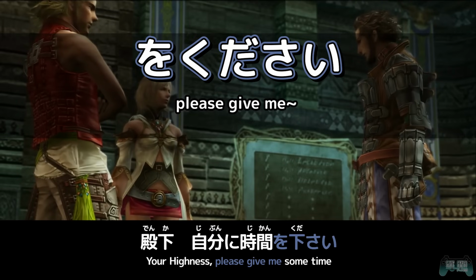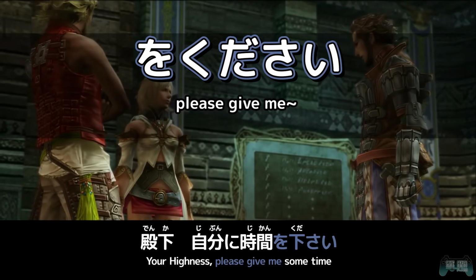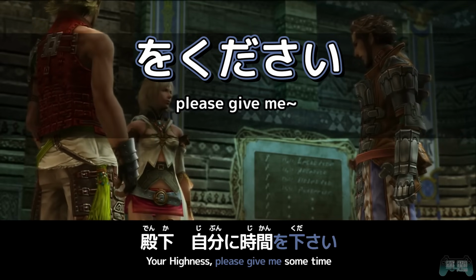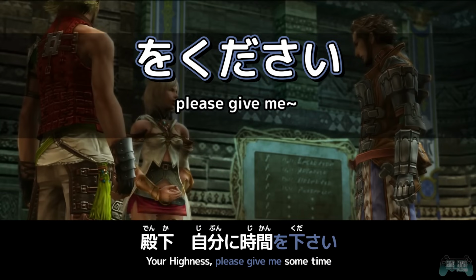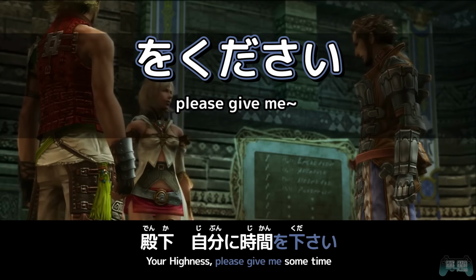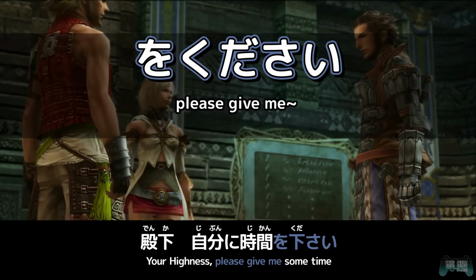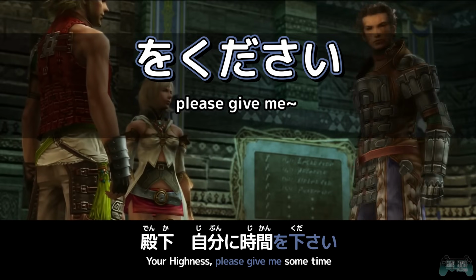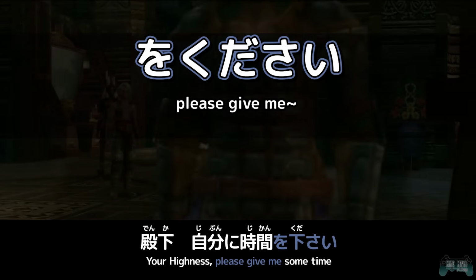So like here from Final Fantasy XII, Vossler asks Ash for some more time. Jikan o kudasai. Please give me some more time. And so you can see that the object doesn't need to actually be a physical object like bananas, but it also works with abstract things like time. Just remember here that grammatically speaking, the object marker means showing the target of the verb.